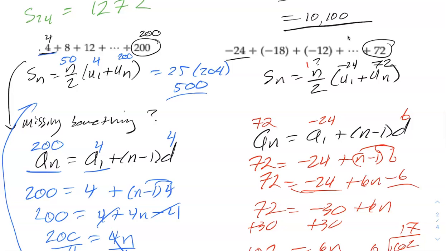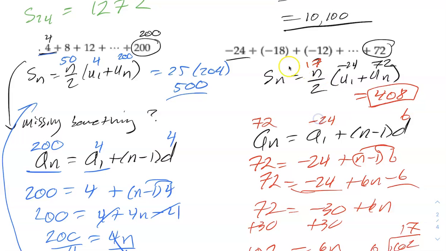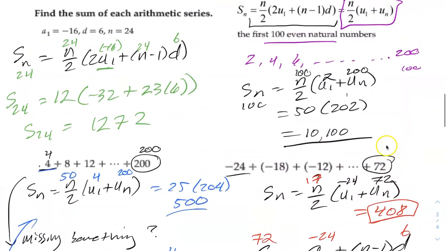So 17 goes here. And now with my calculator, I type that in: 17 over 2 times negative 24 plus 72. And that's going to get me 408. And that's the sum of all these put together. So instead of adding them all one by one, just simplify and put it in your calculator, and we are done.